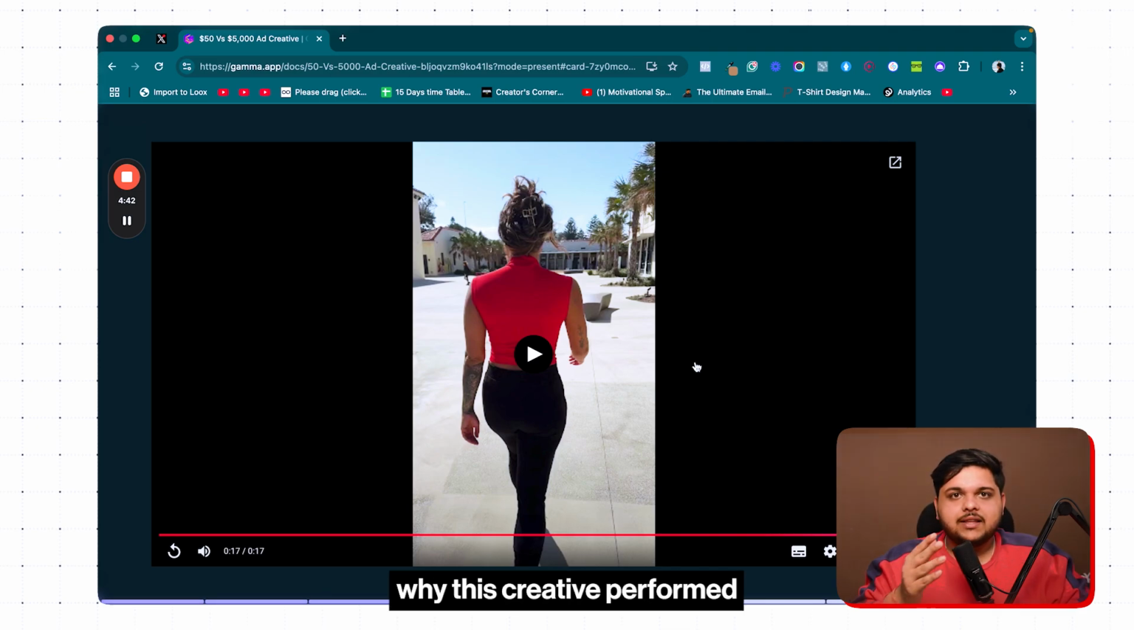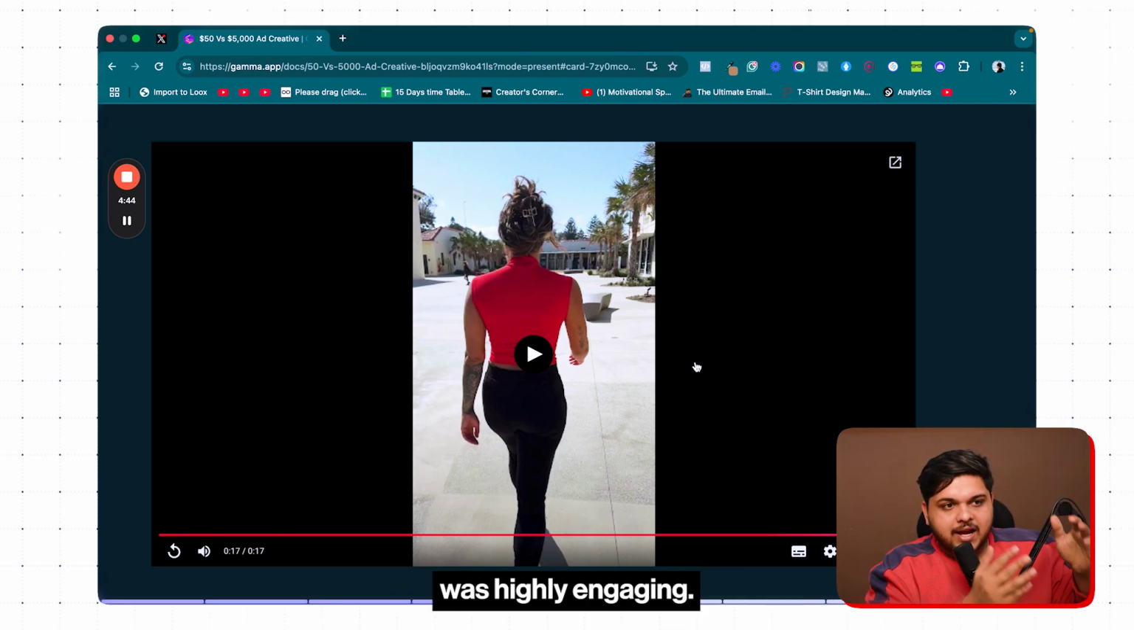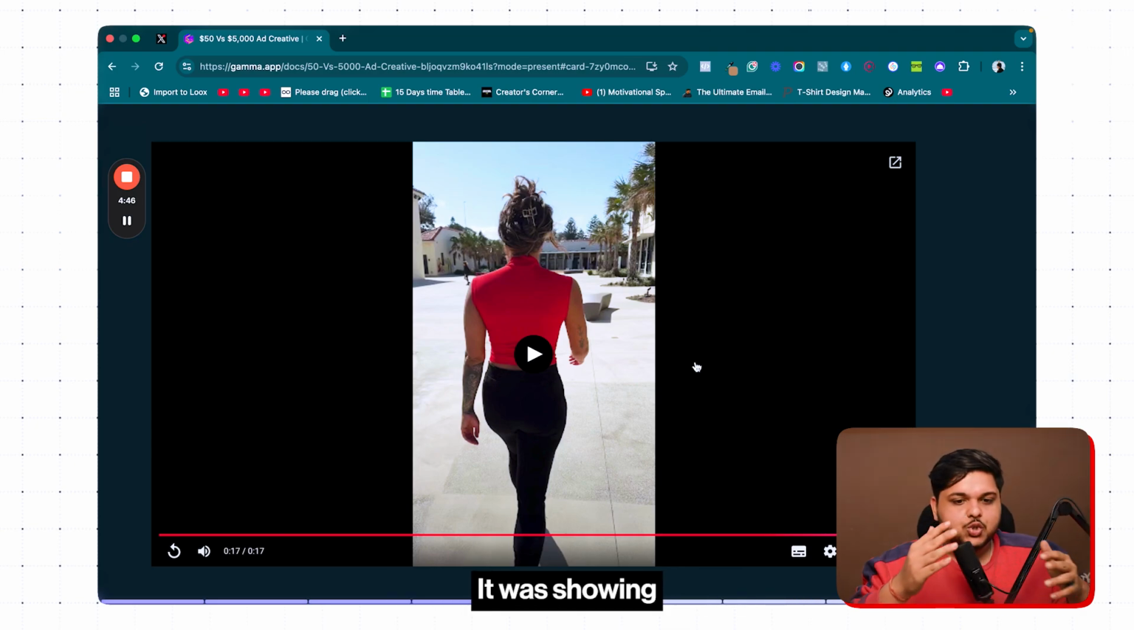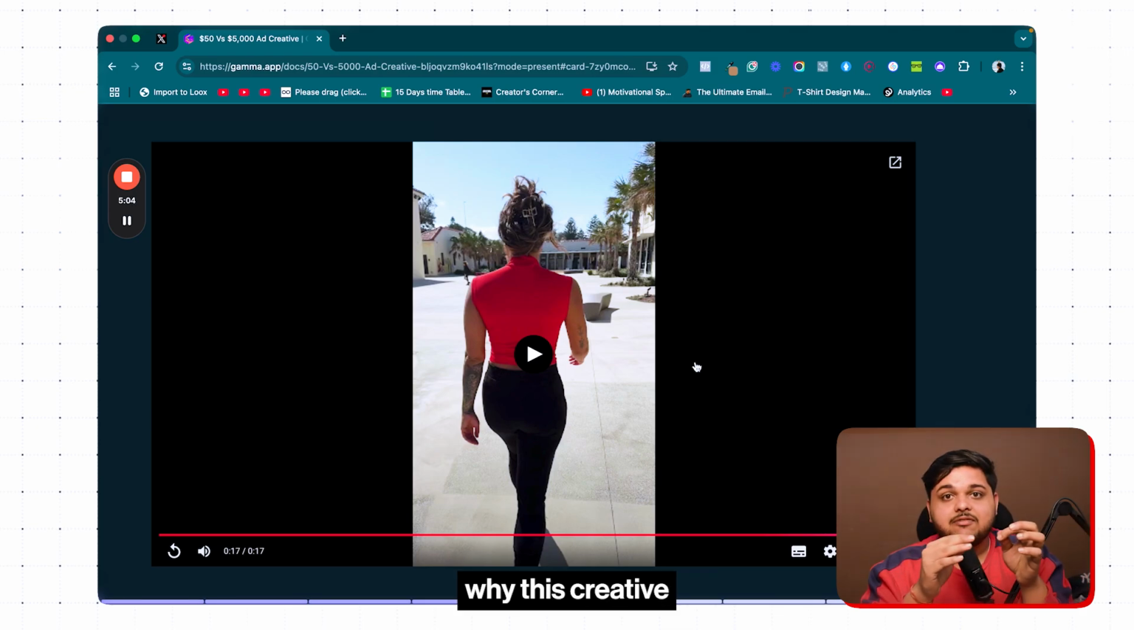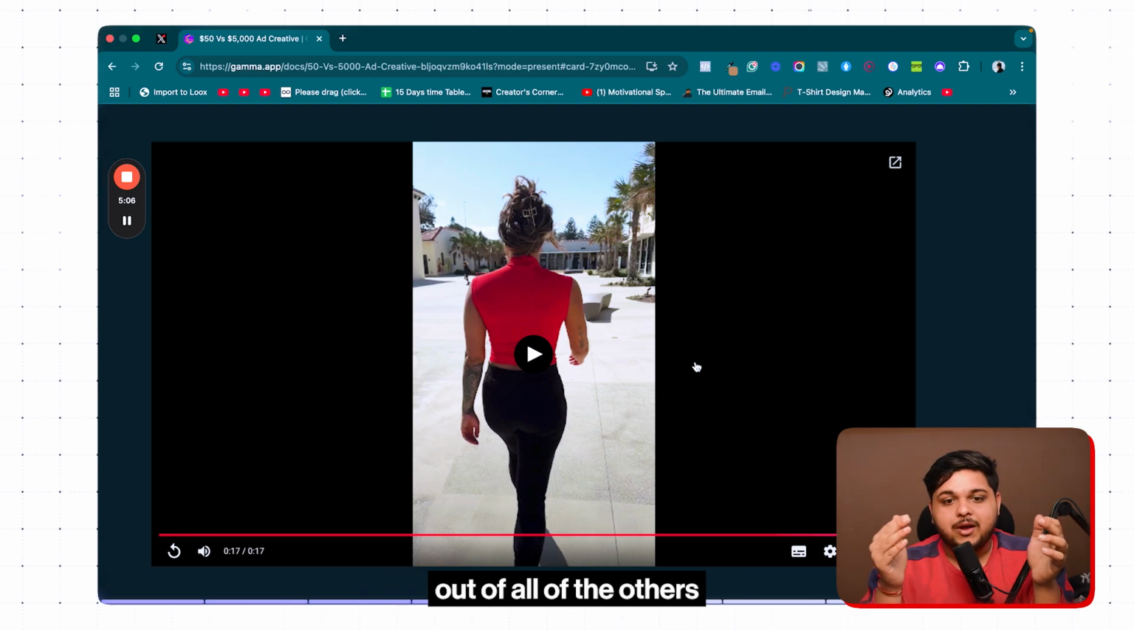So one of the reasons why this creative performed well was because it was highly engaging. It was fast cuts. It was showing the lifestyle, shot in a nice background, and was showing off the product nicely and was targeting one particular segment of the audience, which is females at a particular age, pretty much in an accurate manner.